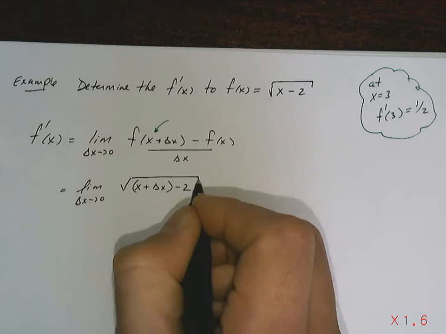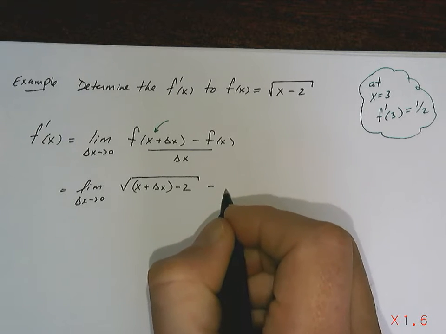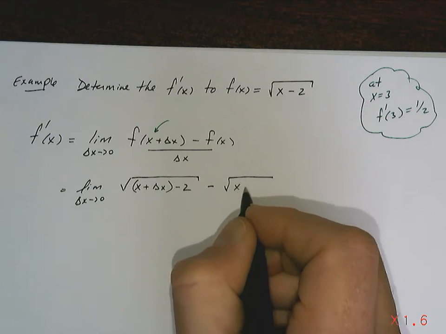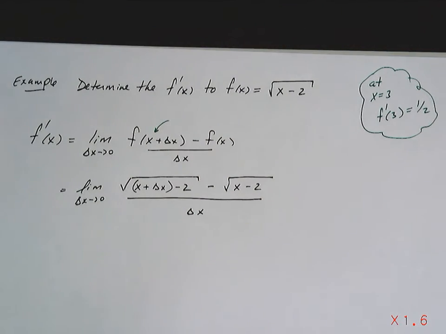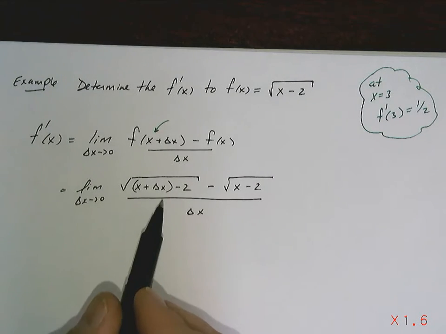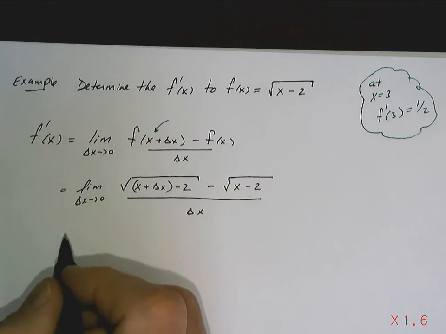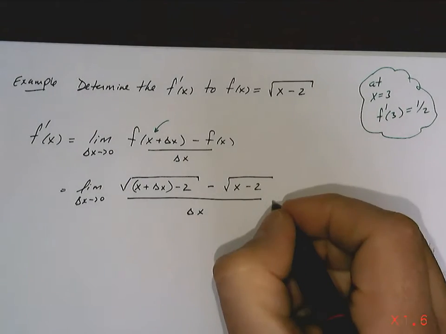minus 2, subtract the square root of x minus 2 over top of delta x. Notice if I allow delta x to approach 0, I'm going to get 0 on the top and 0 on the bottom, so we've got some work to do. So I'm going to multiply by the conjugate.